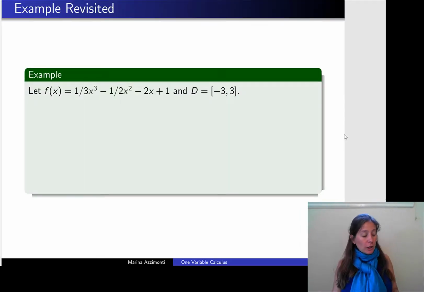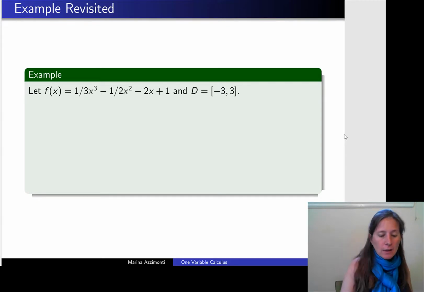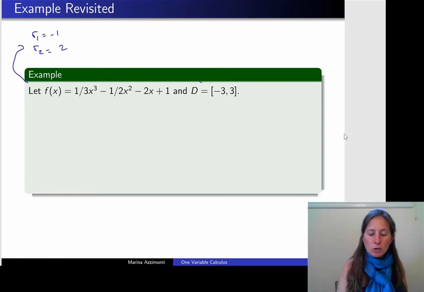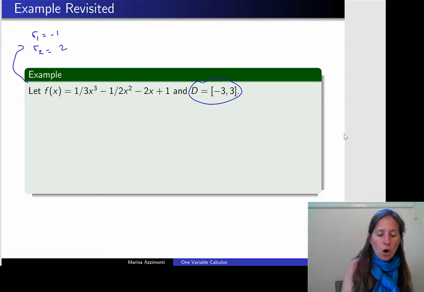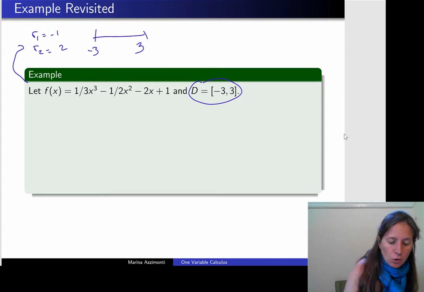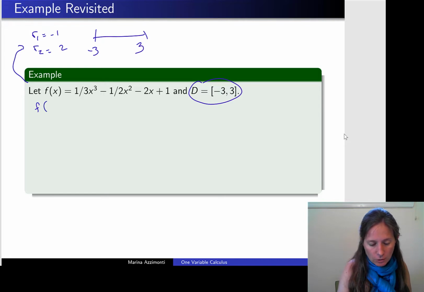So let's go back to the example we were discussing before. Remember, we had, in this example, two roots. One root was -1, the other root was 2. And now let's assume that we are defining the function on the interval -3, 3. So now when we want to think about local maximum, minimum, etc., we also want to check at the extremes. I'm not going to do all the algebra here. You can do the computations at home.